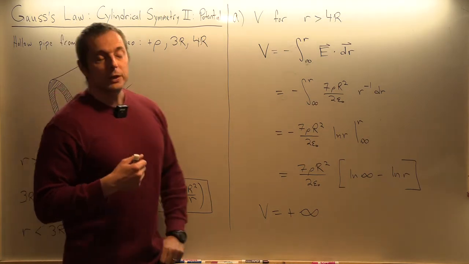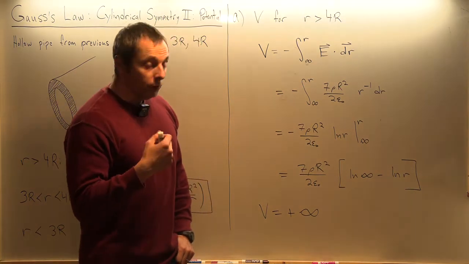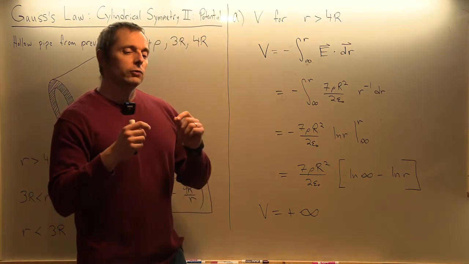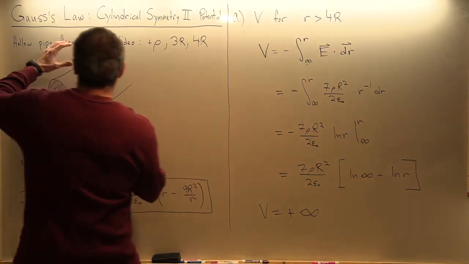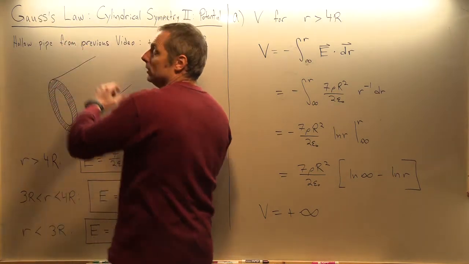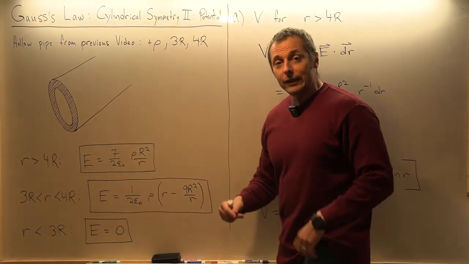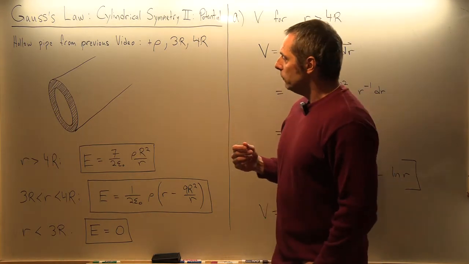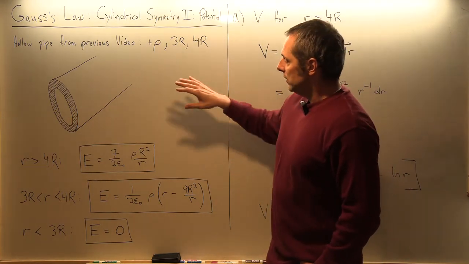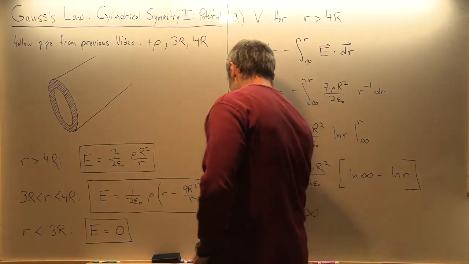But that doesn't mean we can't calculate voltage. The next thing we're going to do is the only other part. As long as we stay relatively close to this pipe, we can still find changes of voltage, because these formulas will still be valid as long as we don't go very far away. So what we're going to do is find the voltage from 7R to the origin. That's the example that we're going to do.